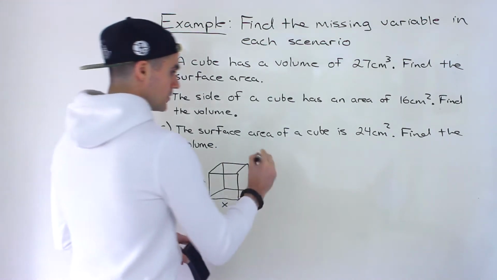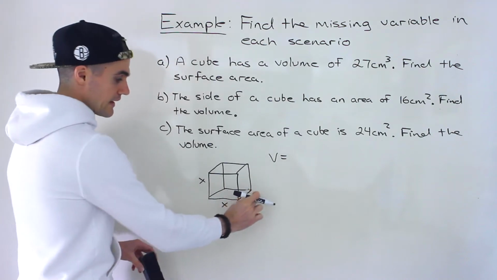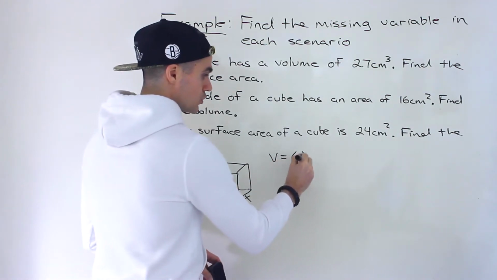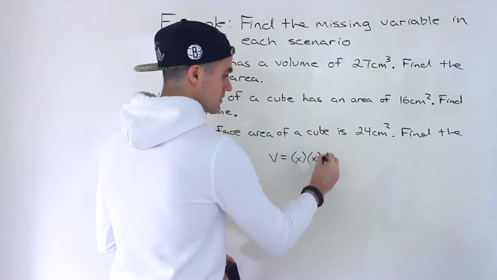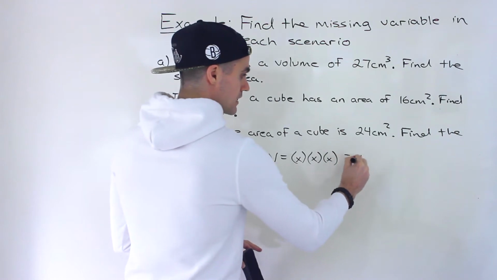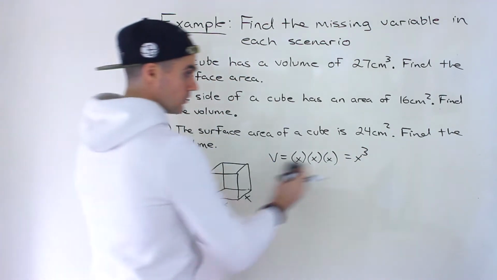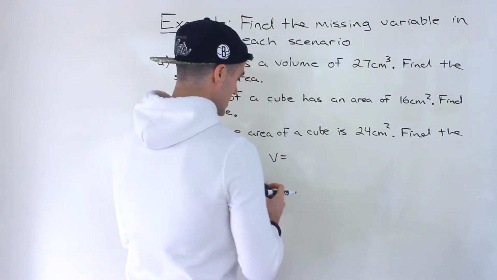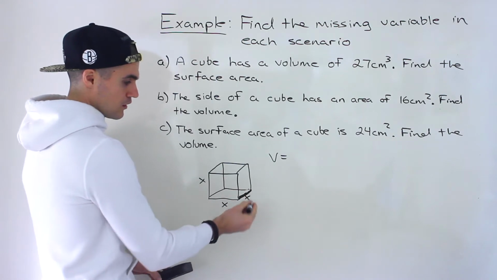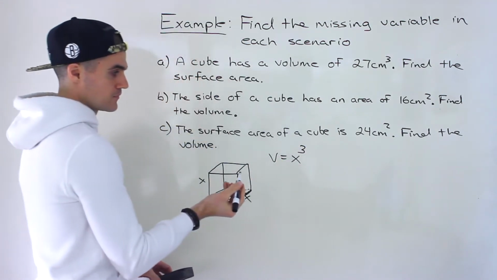So a couple of things. What is the volume? Well, the volume would be the length times the width times the height. So in this case, for a cube, it would just be x times x times x, right? And we could combine these and make it x to the power of 3. So in general, the volume of a cube is equal to whatever the length of one of those sides is, to the power of 3.